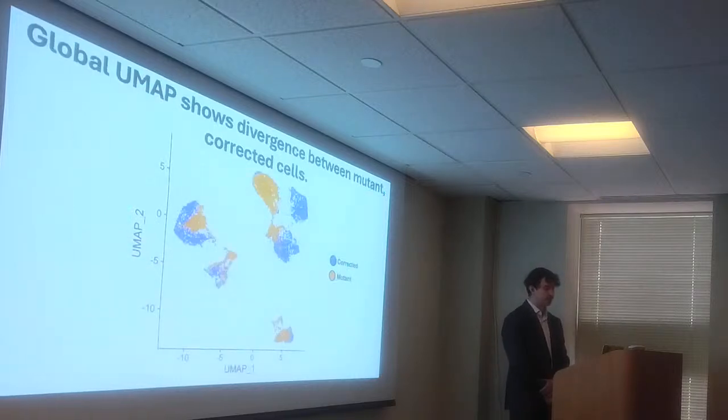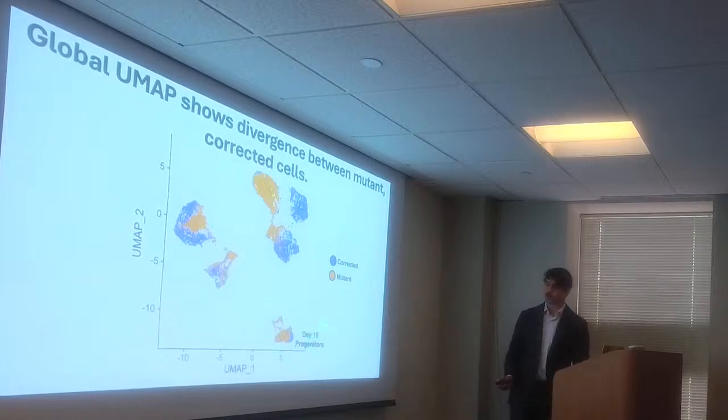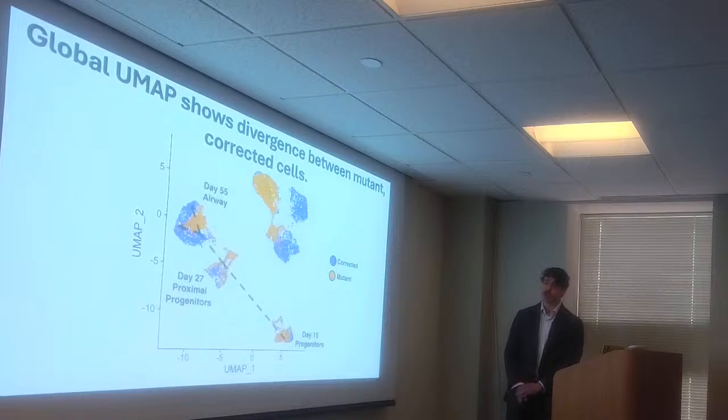And taken all together, we can see at day 15, our progenitor sample, that we don't see a lot of differences between mutant and corrected cells. This makes sense because NKX2-1 just had a chance to turn on, and we won't be able to see any effects of the mutation just yet. When looking at proximal progenitors, once again, we see a subtle transcriptomic difference. And finally, when looking at our most mature time point, day 55, we start to see divergence between corrected and mutant cells, though to a subtle degree.